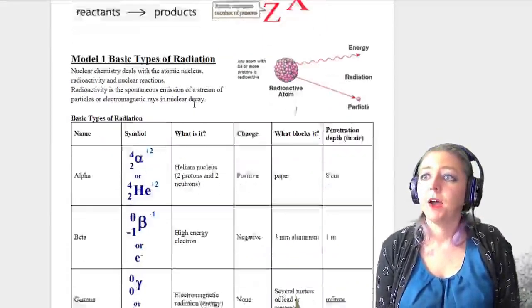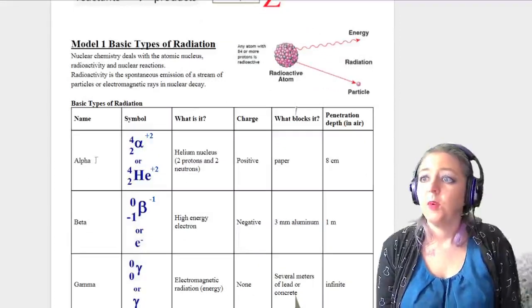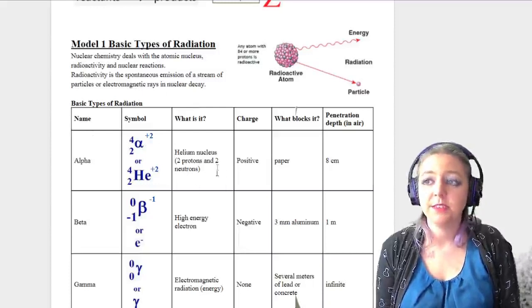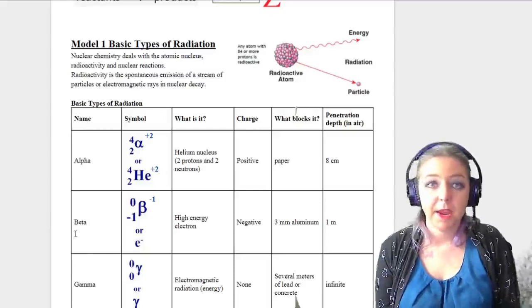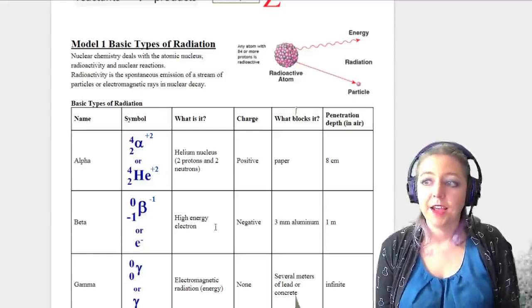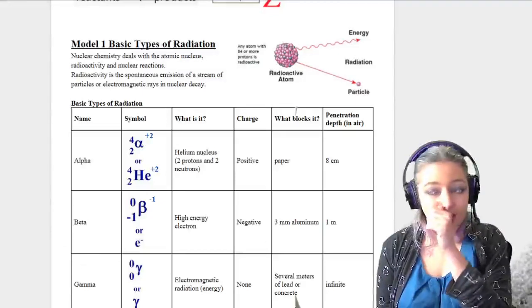So Model 1 starts telling you about the three basic types of radiation. We have alpha particles made up of 2 protons and 2 neutrons. It's the same thing as a helium nucleus. We have our beta particles. It's a high energy electron. And then we have our gamma rays, which is just energy.